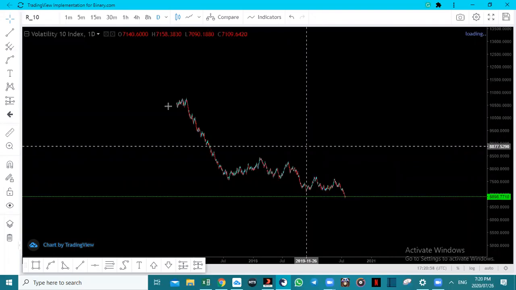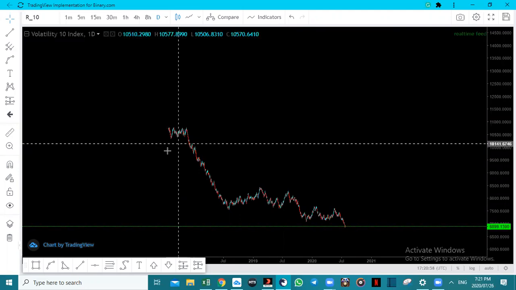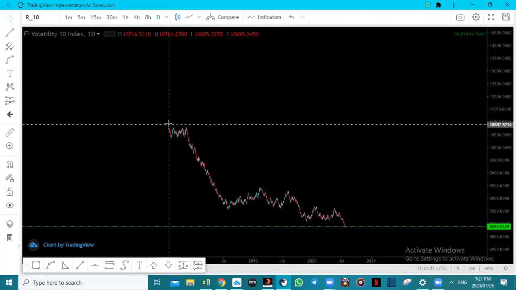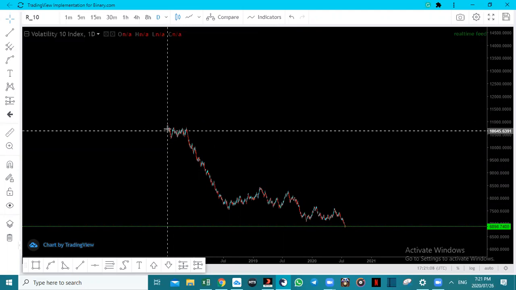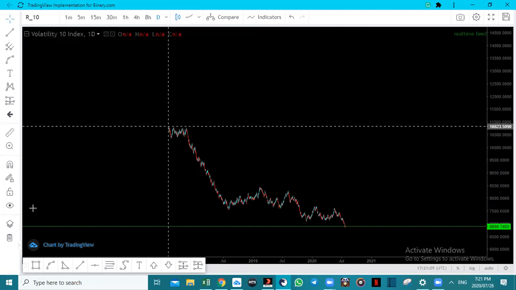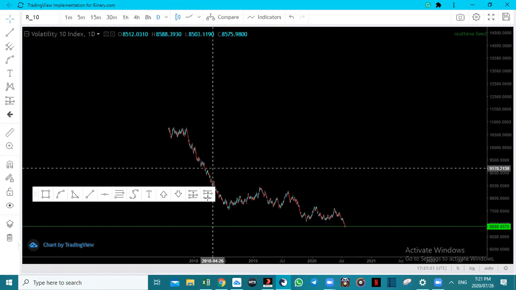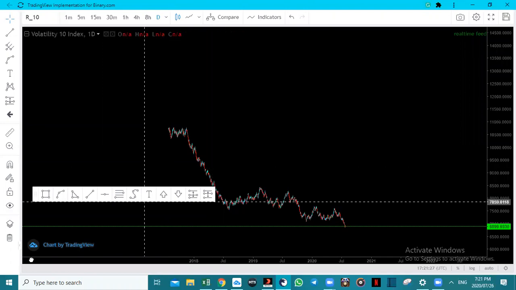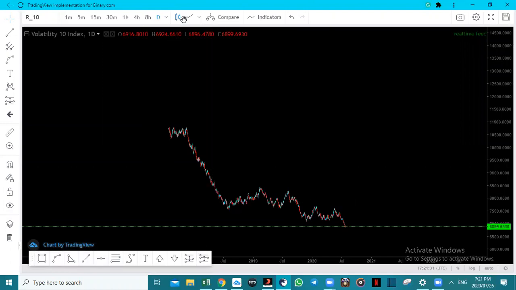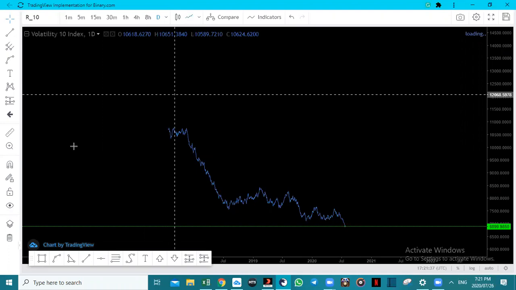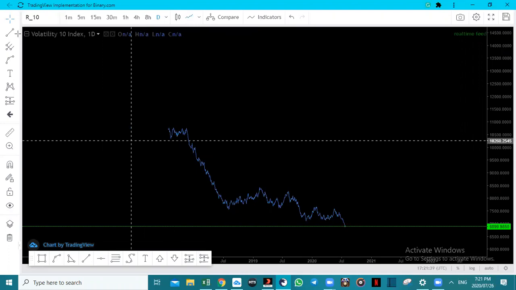As you can see, we don't have much to work with. This is all the data that we have with V10. It hasn't been trading for a very long time, guys. It's been trading since about 2018, and we've been in a downtrend ever since. So we don't have much to work with. What we'll do is go to the lower chart, and we want to identify our key levels of support and resistance.